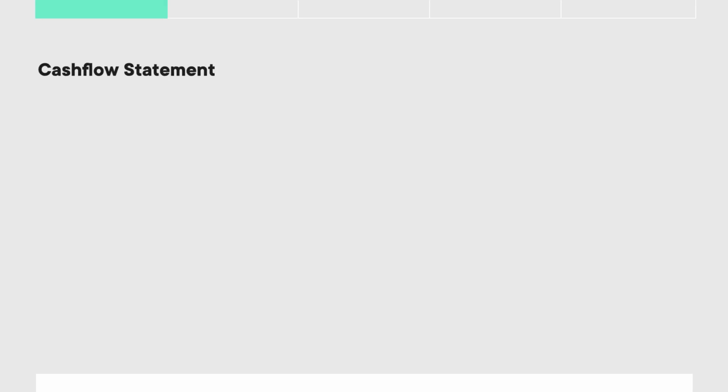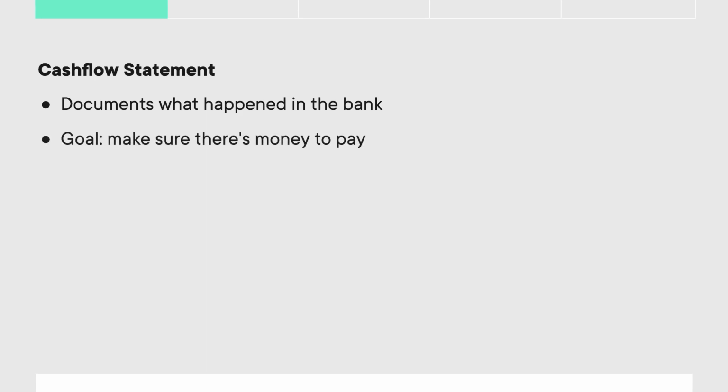So the first one: what is a cash flow statement? A cash flow statement is basically a document. Both of these documents are going to be some kind of spreadsheet, right? The cash flow statement shows what happened in the bank. Where did the cash flow? Did it flow into the account or out of the account? The goal of keeping track of this document is to always understand that there's enough money in the bank to pay your bills. That's why you always need to know what happens in the bank.